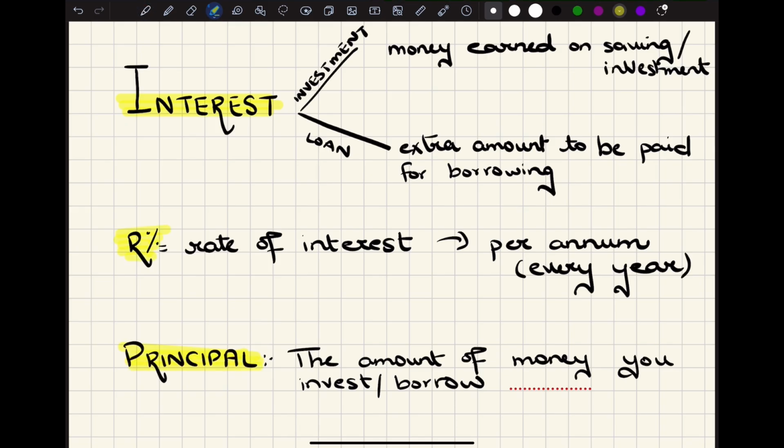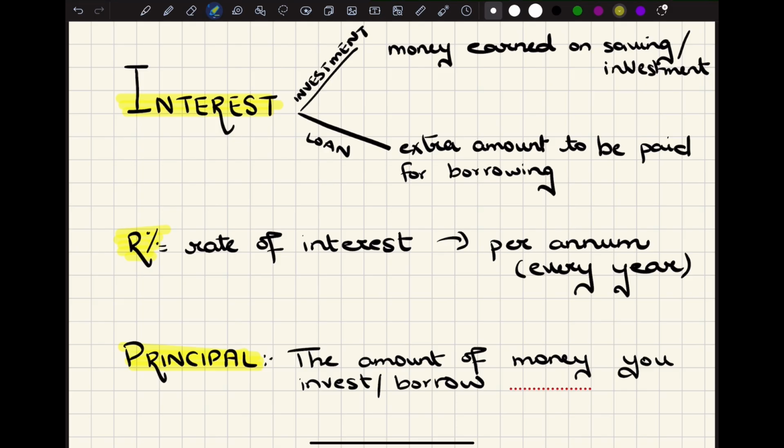So basically, for example, if you deposit $1,000 in your savings account, the principal amount would be $1,000, and the deal that works out with the bank is that the bank is going to pay you 10% per annum on that $1,000. So the rate of interest would be 10. And what is the interest amount that you're going to earn? It's going to be 10% of that 1,000, which is $100. So the interest amount that you're going to earn is $100.